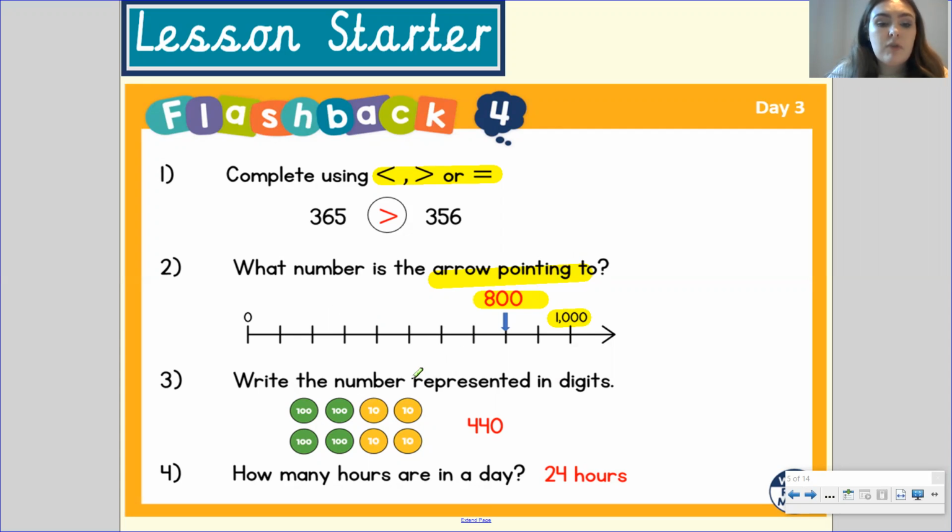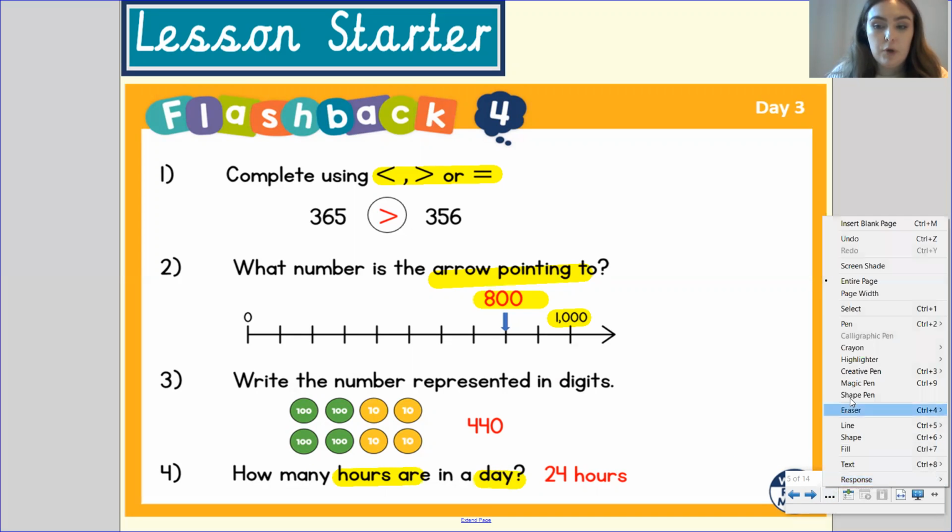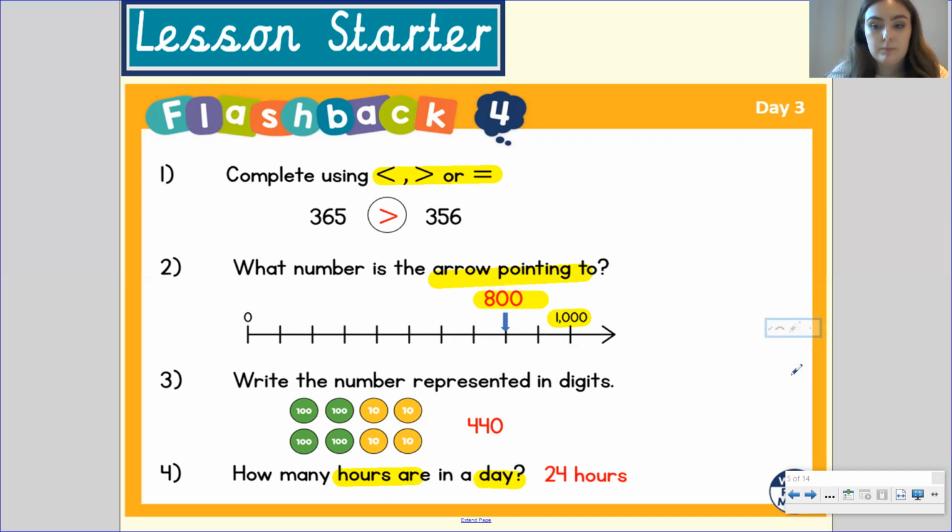Question 3, you needed to write the number represented in digits. So you had 4 circles with 100 in and 4 circles with 10 in. And your answer should be 440. Give yourself a tick if you got that correct. And the last question, how many hours are in a day? Give yourself a tick if you put 24.